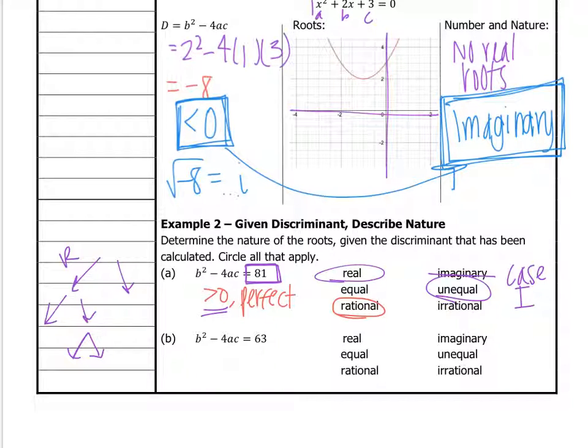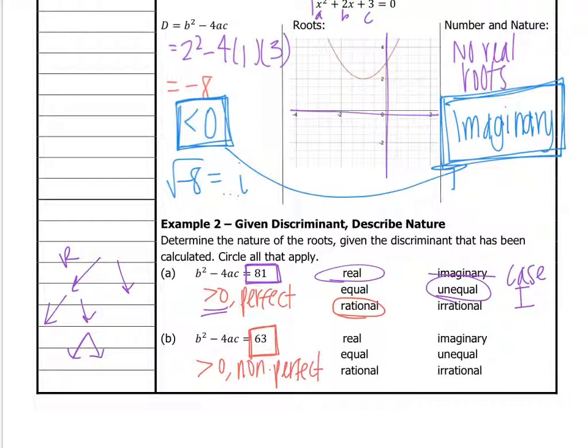All right, let's take a second to look at part B. b squared minus 4ac, all calculated, is 63. This is greater than 0, but if I ask you for the square root of 63, are you going to tell me a nice number or a bad one? Well, it looks like it's a bad one, meaning non-perfect.